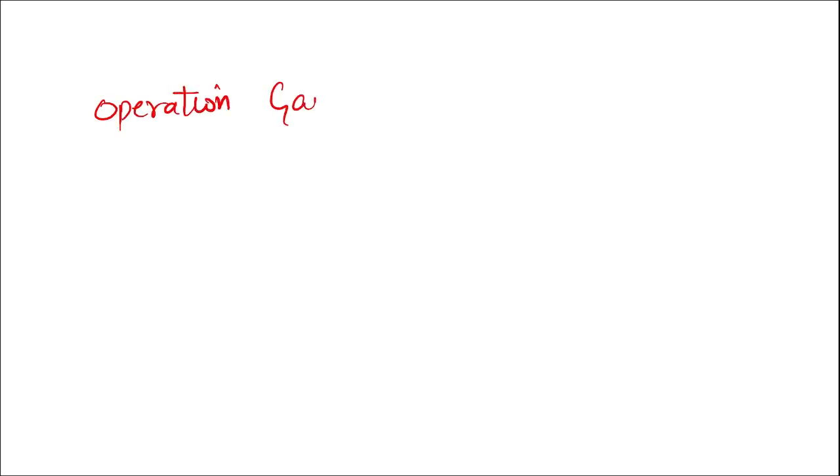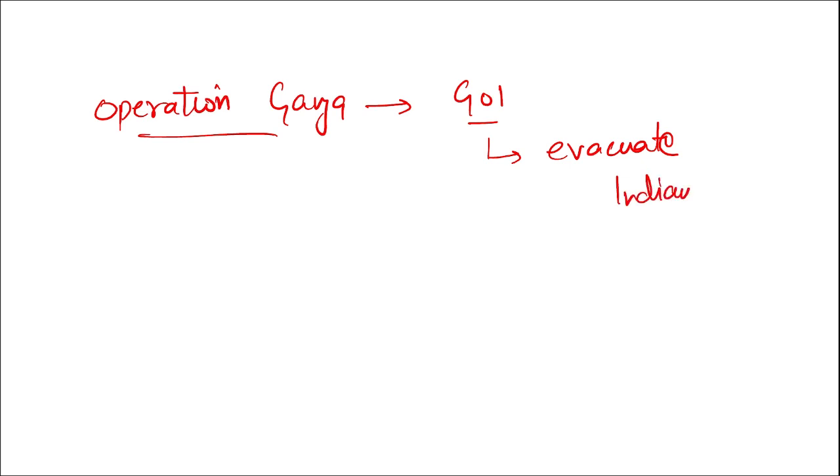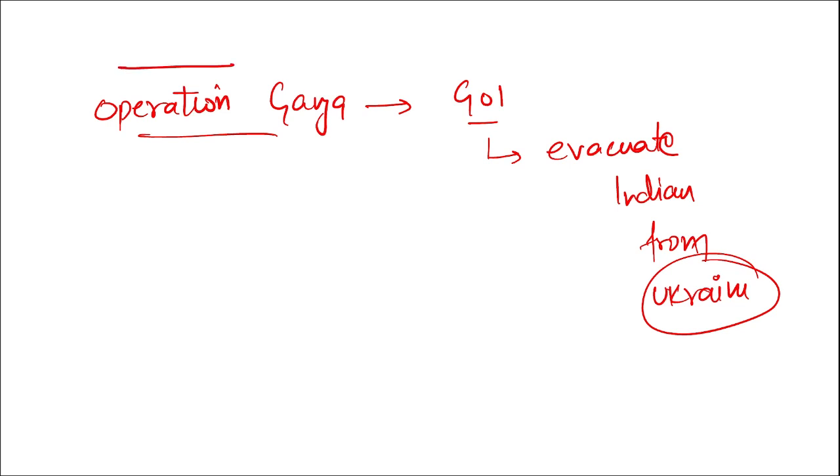What was this Operation Ganga? Operation Ganga was recently started by Government of India to evacuate Indians from Ukraine. As we know, Russia attacked Ukraine and there is a war going on in that country. So in order to evacuate the Indians from Ukraine, this Operation Ganga was started by our Government of India. Very important question. All right.